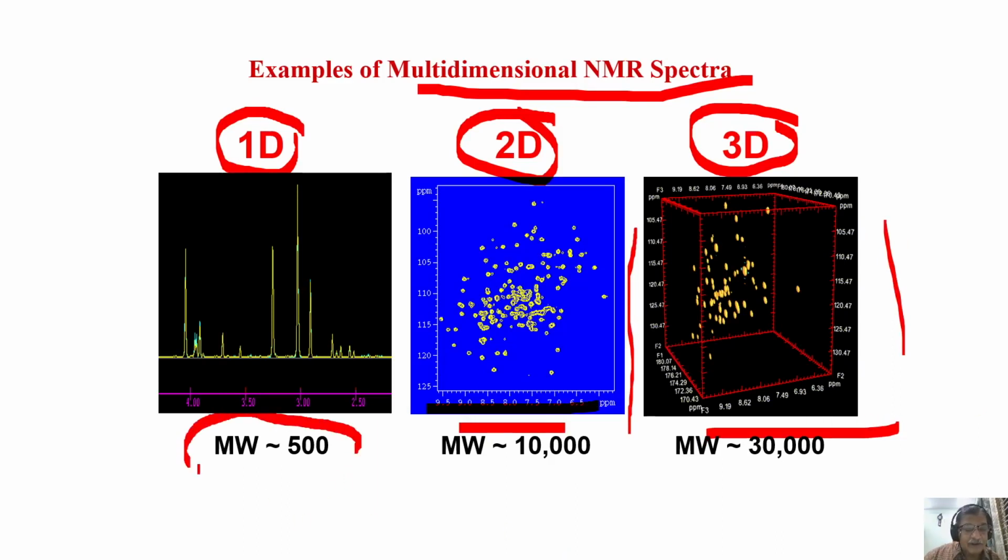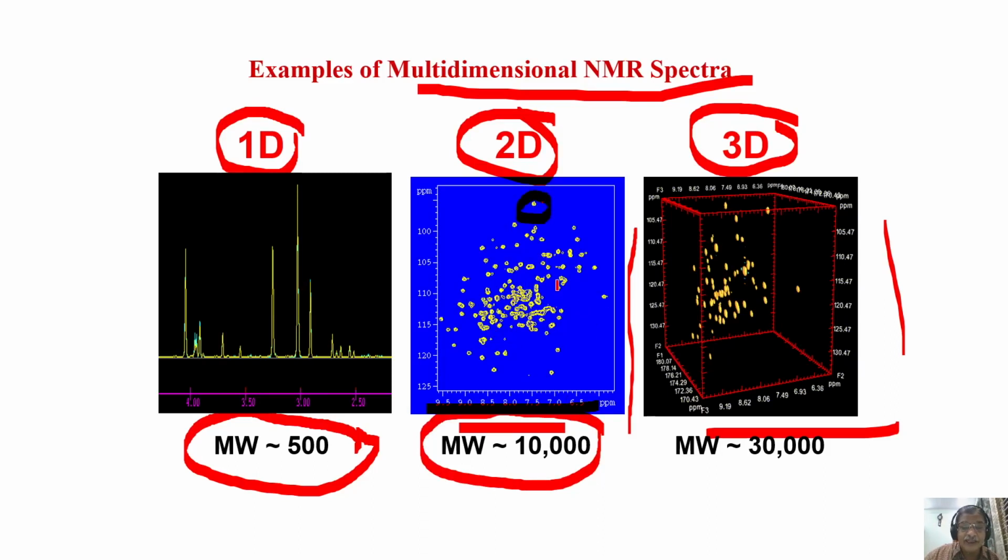The molecular weight is up to 300. 1D is very easy to handle, up to a molecular weight of 500. Very easily you will get it. Let us say I go to a molecular weight of 10,000. Still not bad. You can manage with 2D. You see, still you get well resolved peaks. Peaks are very well resolved here compared to this and this.